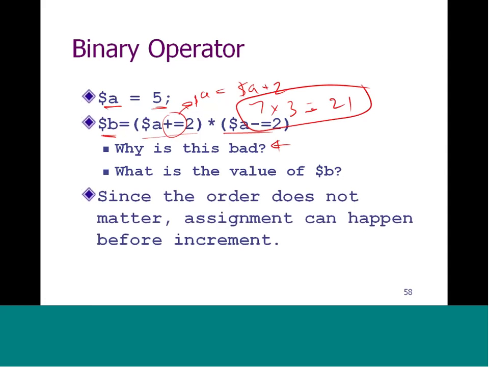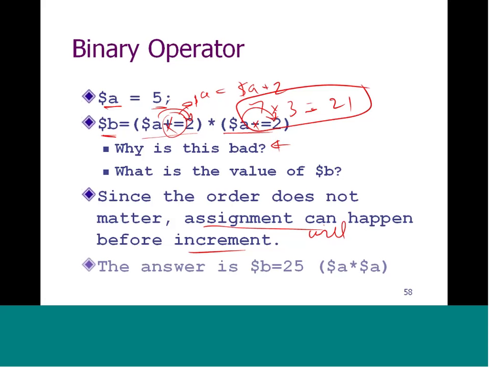Since the order does not matter, assignment can and in fact will happen before the increment. So what that means is $a is assigned a value of 2 and here also $a is assigned a value of 2, whereas the increment operation is just omitted. It happens, but those results are not saved. Hence the actual answer is 25, which is $a times $a.